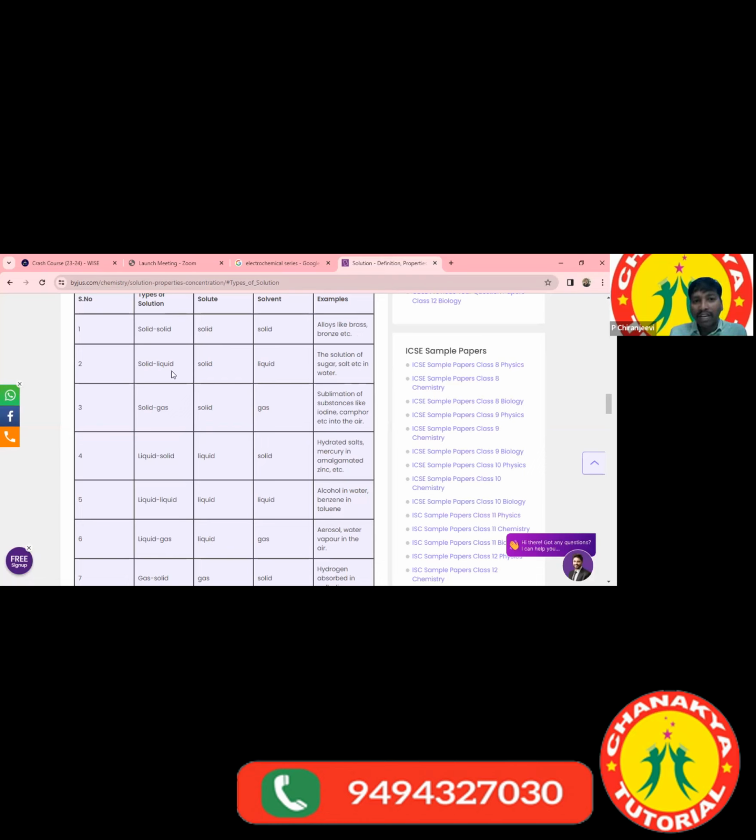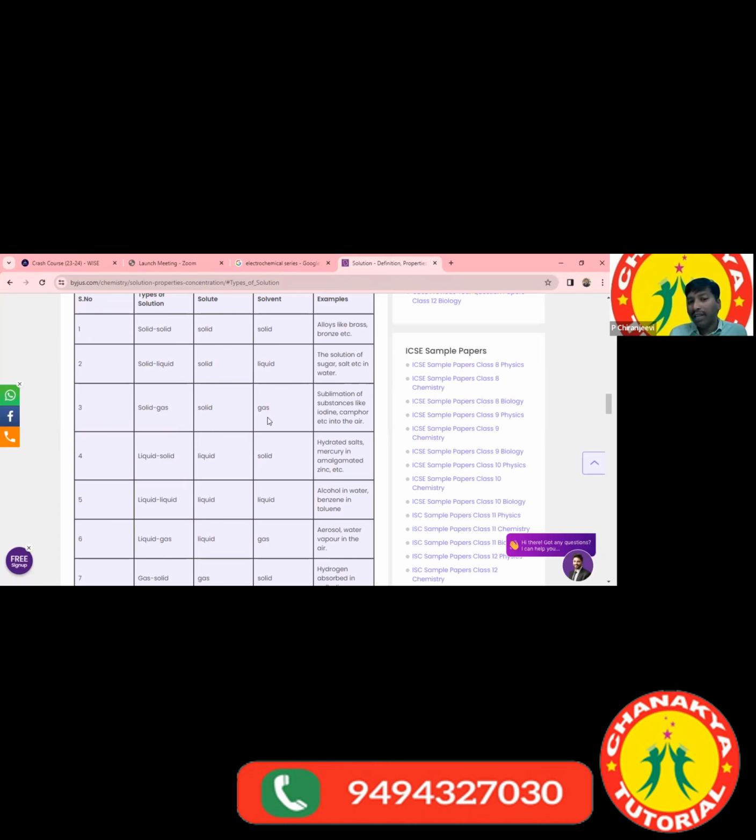Let's see. The second one they have given is the solid-liquid solution. Why do we call it a solid-liquid solution? Here the solute is solid and the solvent is liquid. For this we can take sugar solution and salt solution as the best examples. And the next one is solid and gas solution, where the solute is solid and the solvent is gas.